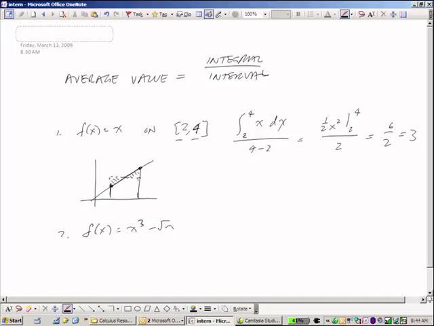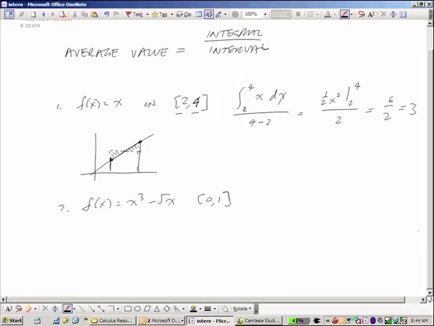Next, f of x equals x cubed minus root x on 0, 1. Oh gosh, sorry. No, there's no 2. This is horrible. A math teacher that can't write numbers. You gotta love that. All right, so from 0 to 1, x cubed minus root x, all over 1.